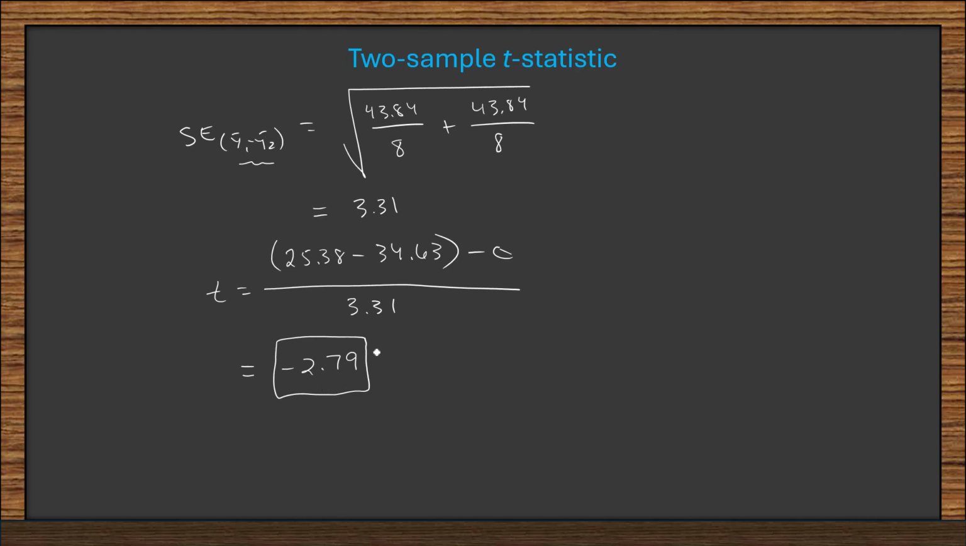And the next thing I want to point out is this t-statistic, we expect it to be close to 0 when the null is true. And the fact that it is far from 0 may indicate that the null is false. But in the next video, we'll show you how to use this t-statistic to test that null, to determine whether negative 2.79 is large given sampling error.